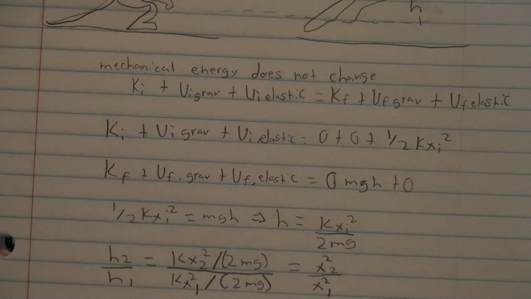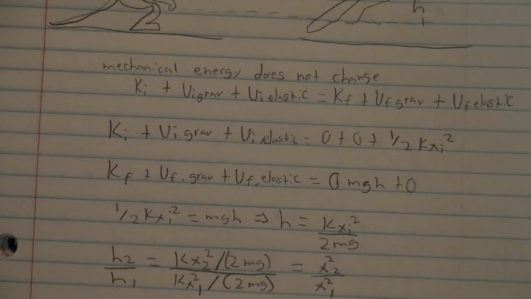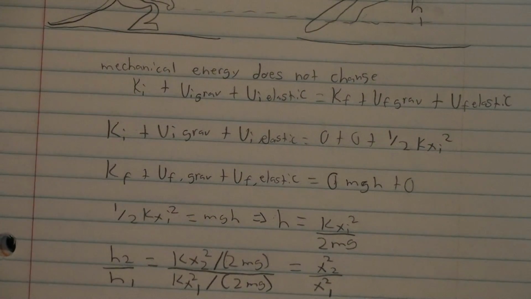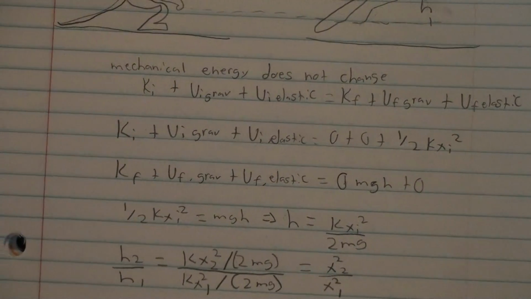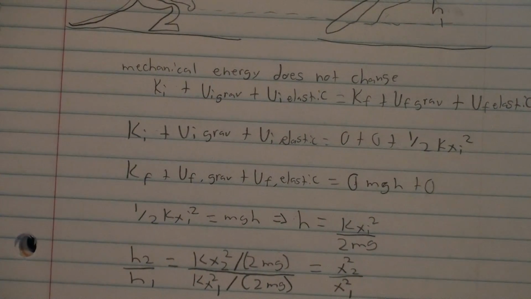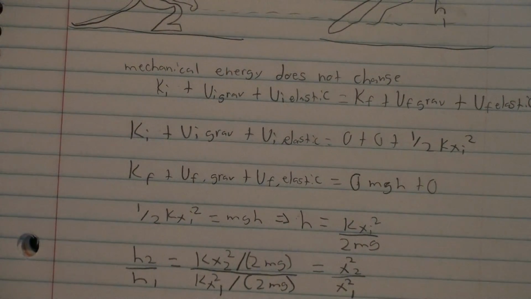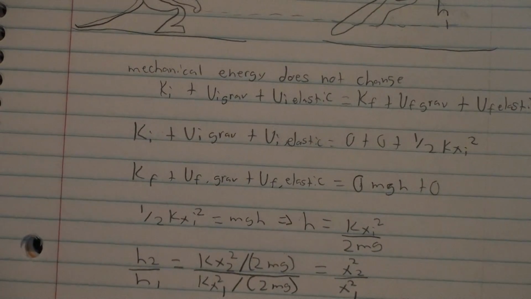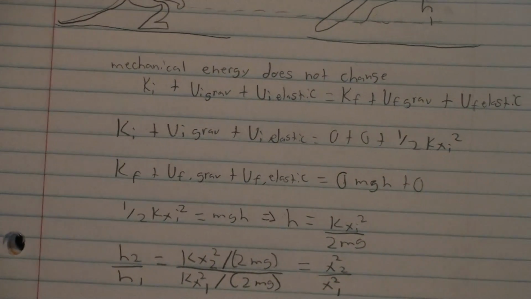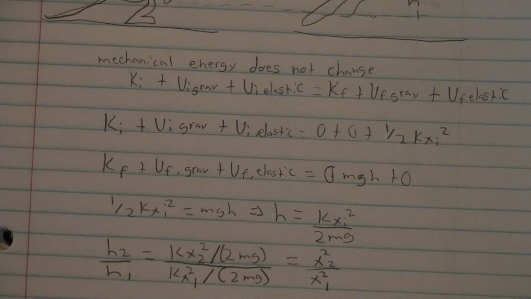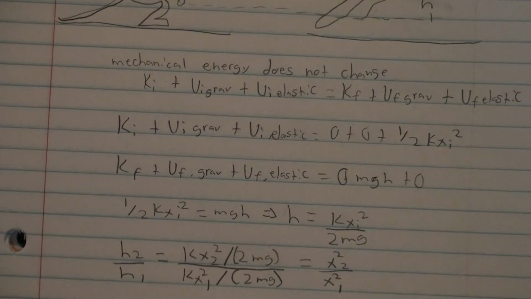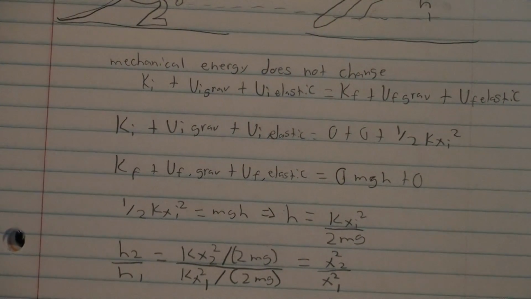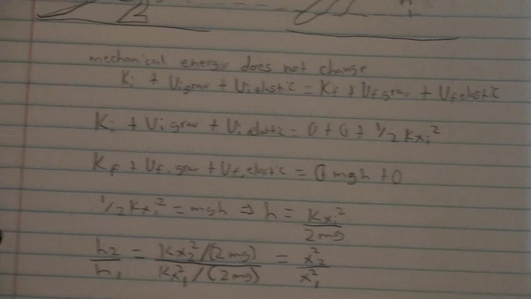Now with the kangaroo at the high point of the jump, the kinetic energy is again going to be 0 if it jumps straight up, because the tendons are no longer stretched, so the elastic potential energy is going to be 0. But now there's a gravitational potential energy, and at a height of h above the initial point, the final mechanical energy is going to be K sub F plus U sub F gravitation plus U sub F elastic, which is 0 plus mgh plus 0.